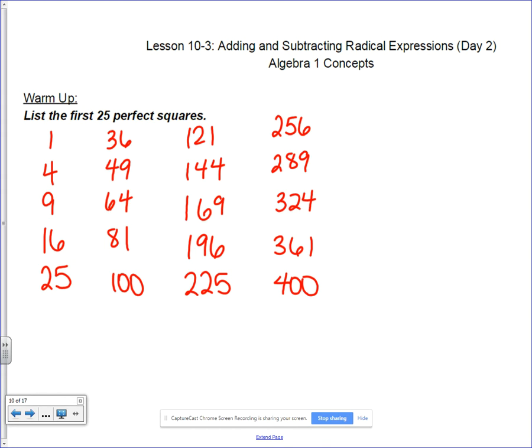But I want you to go to 25. So this is 20 squared. 4, 4, 4. Thank you. 22 squared. 23. 24. And 25. Okay, so those are the first 25 perfect squares.